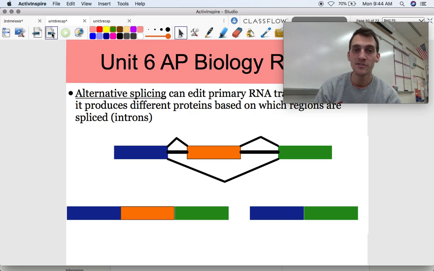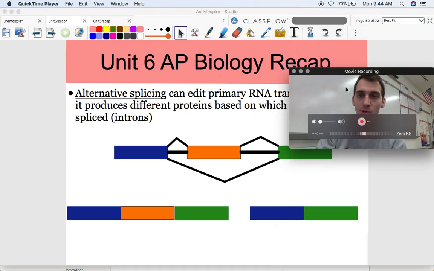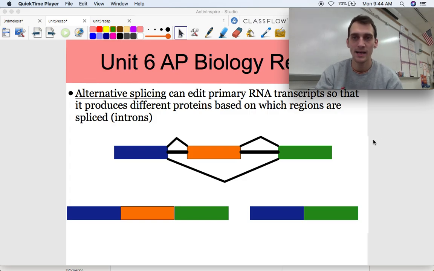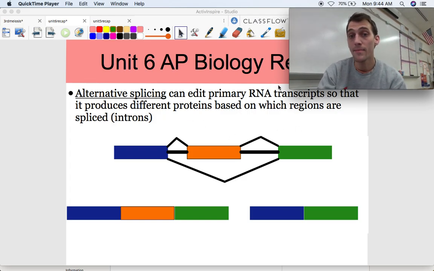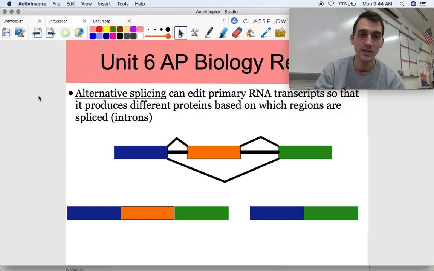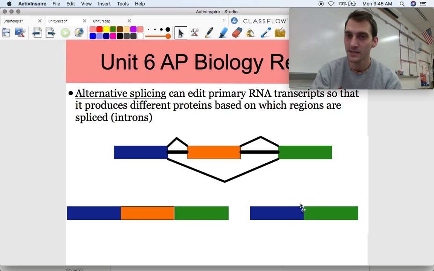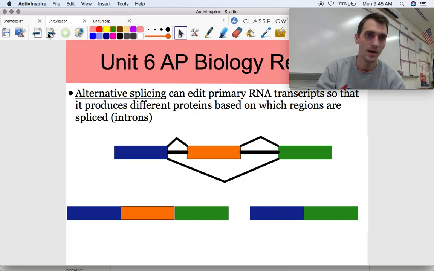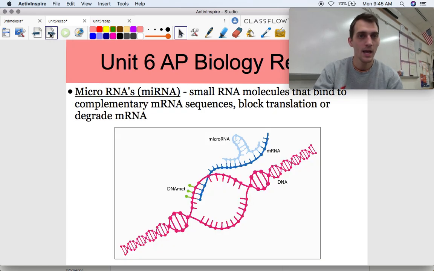Another way is through alternative splicing, okay? What a cell treats as an intron versus what a cell treats as an exon can alter the ways that genes are expressed. Alternative splicing can edit primary RNA transcripts, what we talked about in 6.3, so that it produces different proteins based on which regions are spliced, which are introns and which are exons. So here's a very, very simple picture, right? If this is not an intron, it doesn't get spliced, this is going to produce a different protein than if it is an intron. Then this is going to be the gene, and it's going to make a different protein once it goes to the ribosome, right? That's what's called alternative splicing.